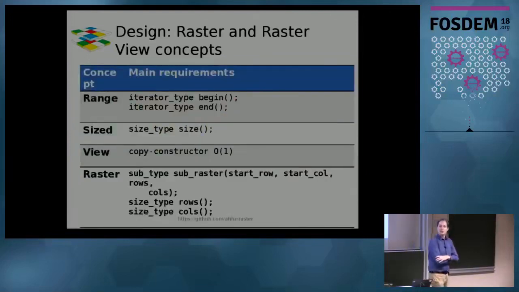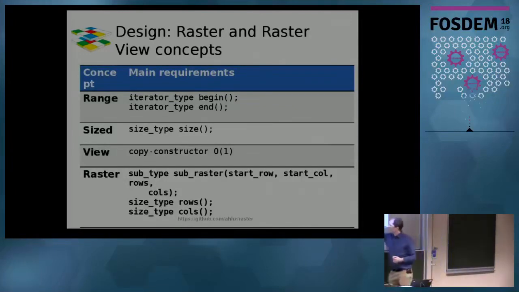So in terms of C++ requirements, this is what we need. In order to be a range, we need our objects to have two member functions: begin, to find out where the beginning of my range is, and end, to find out where the end of my range is. And all of the values go in between. And you've got an iterator that can go over all of the values. If you have a sized range, you also need to have a member function size. If it's a view, you need to be able to copy it in constant time.